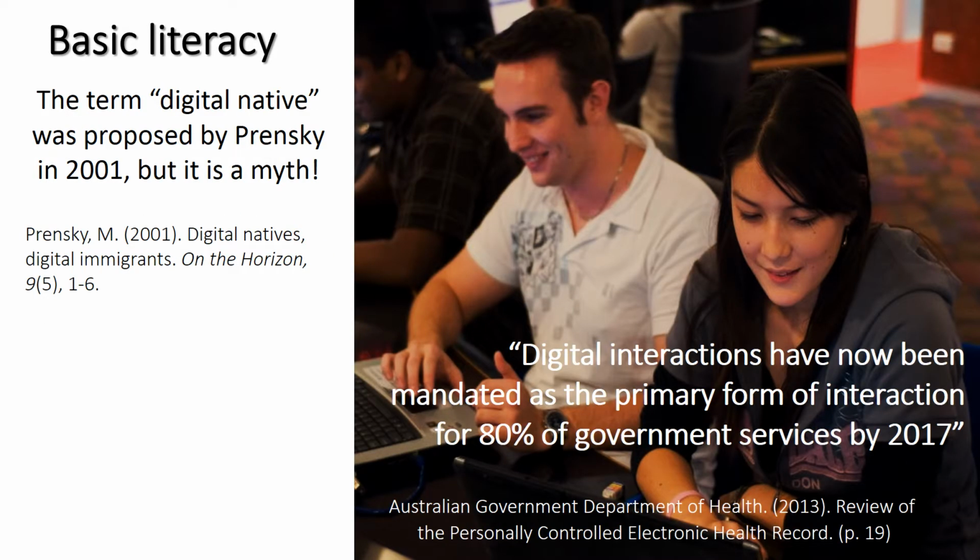And look at this quote from the Department of Health. Digital interactions have now been mandated as the primary form of interaction for 80% of government services by 2017. Well, that's now. So if you've ever had to call Centrelink or Medicare and you've been stuck going through menus and being on hold for ages, now you know why. The government expects that everyone will just access the information online.